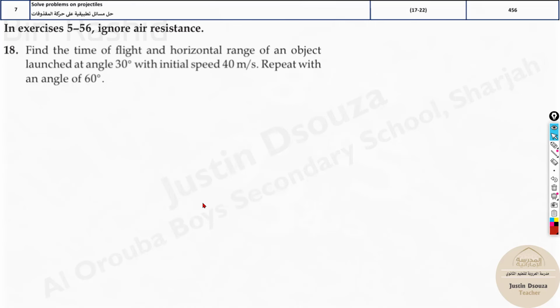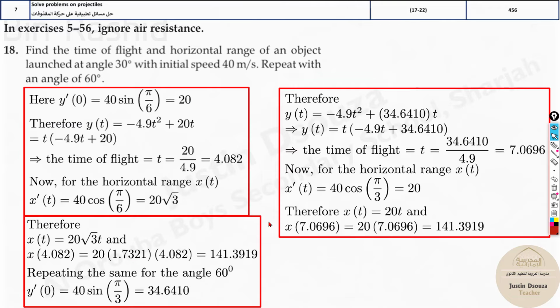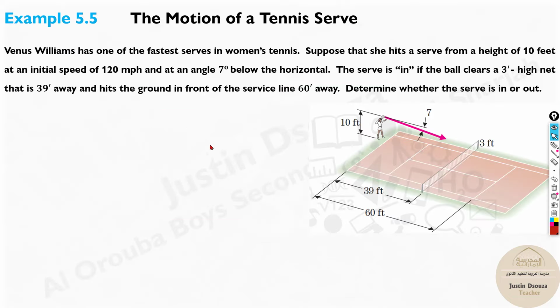Now here we have the same problem again, but it's just that the angle is 30 degrees and speed over here is 40. Then you have to repeat it at the 60 degrees. It's the same thing. But if you're using degrees, remember, don't keep in radian, just change it to degree mode. Please try this by yourselves. It's the same thing what we are doing over here.